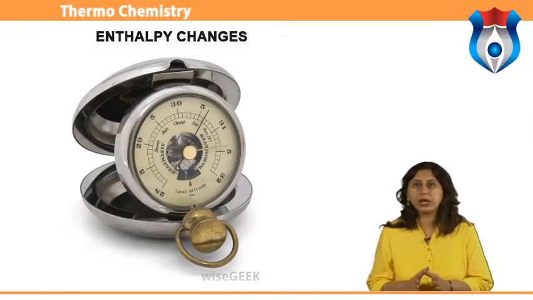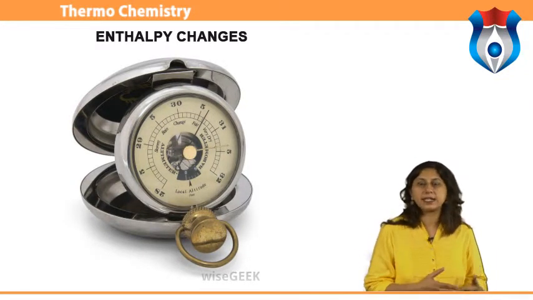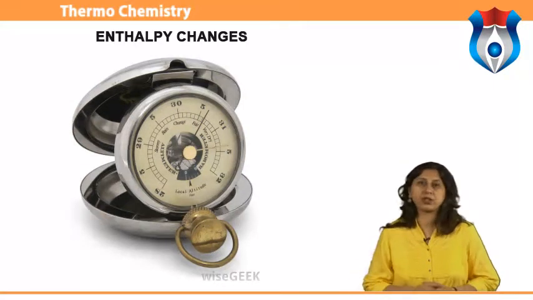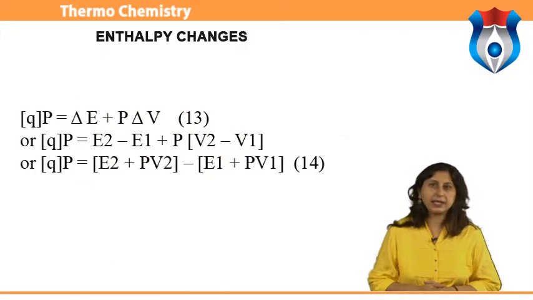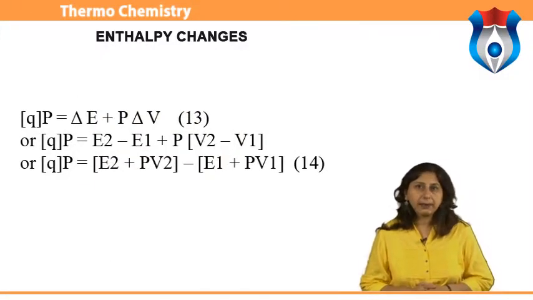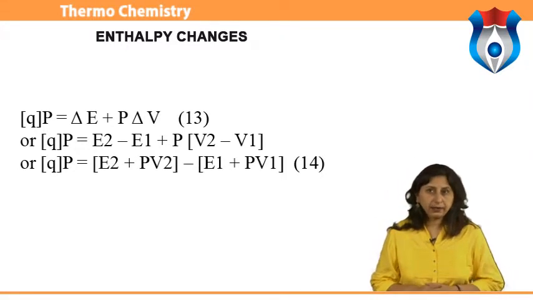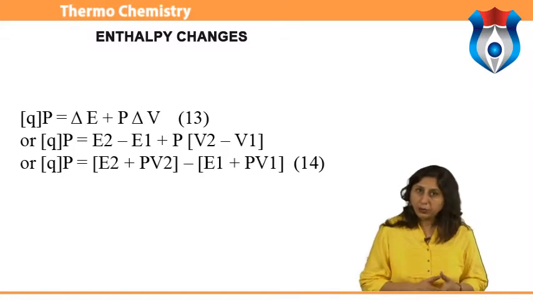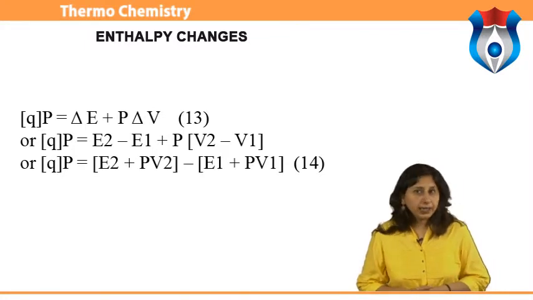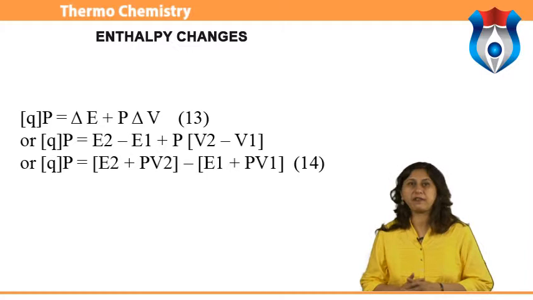Thus, at constant pressure, the total heat given to the system is used in increasing its internal energy and doing the work of expansion. The first law enables us to write Q_P = ΔE + PΔV, or Q_P = (E2 − E1) + P(V2 − V1), or Q_P = (E2 + PV2) − (E1 + PV1).